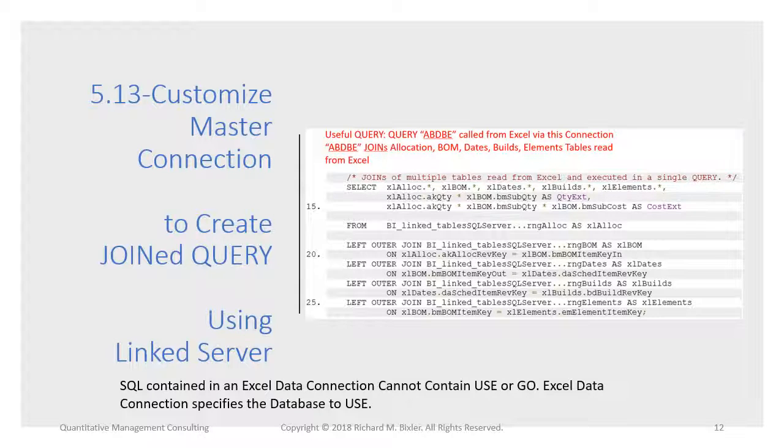Notice that the joins are from a table in BI_linked_tables SQL Server. That's the name of the linked server created a few slides ago. For each table you join, you use the name of the linked server connected to the workbook that table lives in. Notice the SQL reference and name for each table as SQL Server pulls it through the linked server.